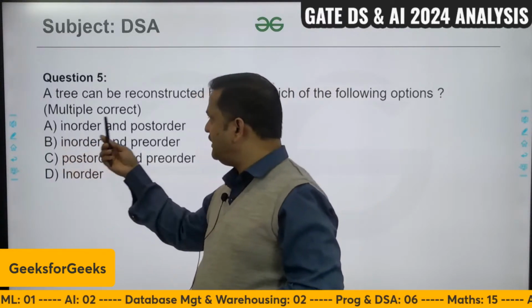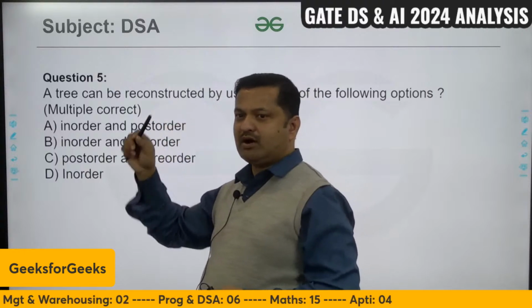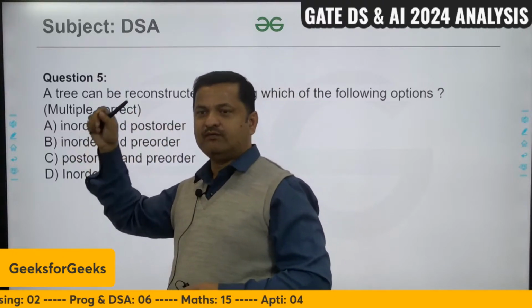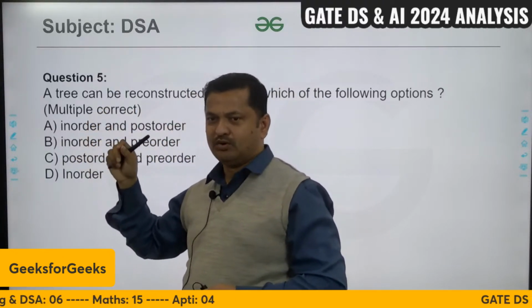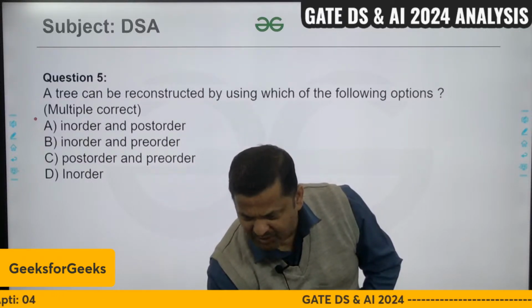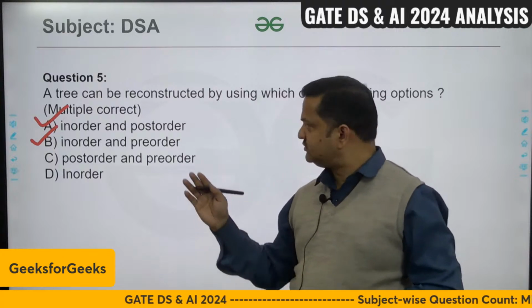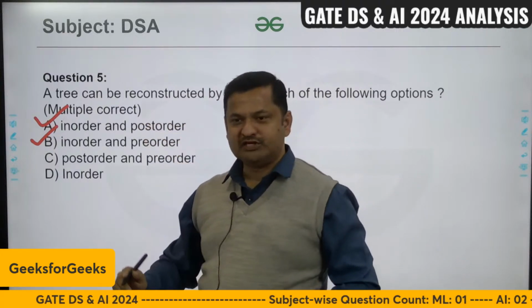So we need in-order with post-order, or in-order with pre-order. In-order is the mandatory part, along with pre-order or post-order, to be known to us. So in this particular case, options A and B are both correct. There are two correct options for this particular question.